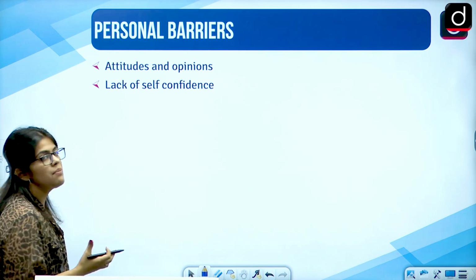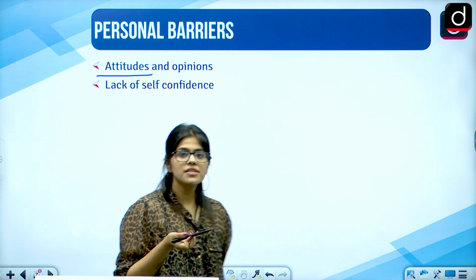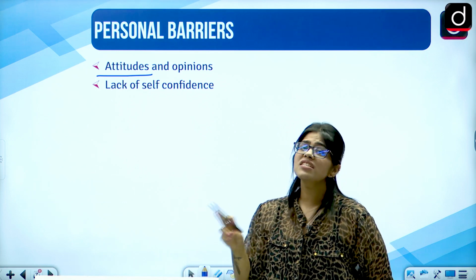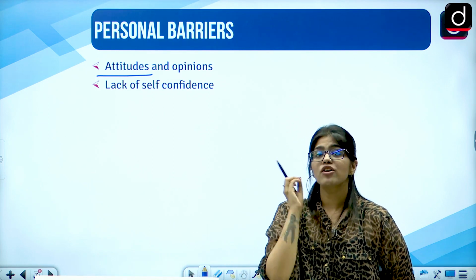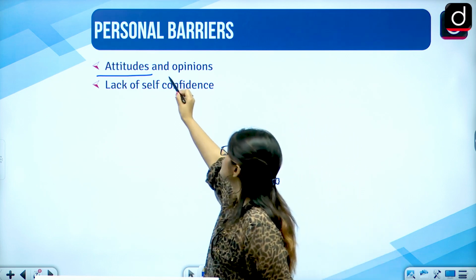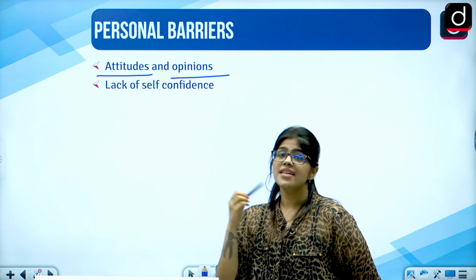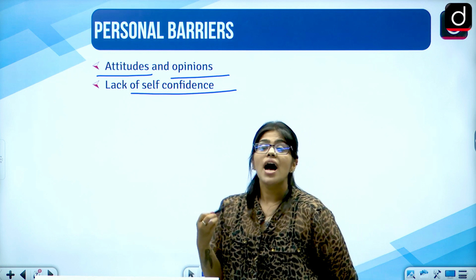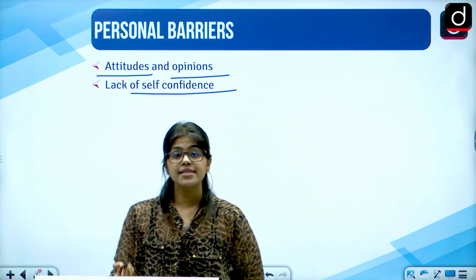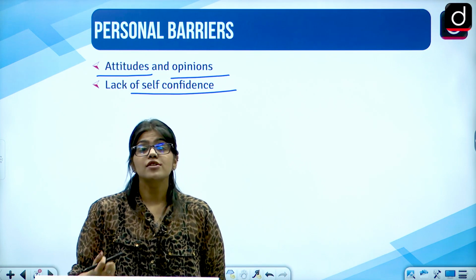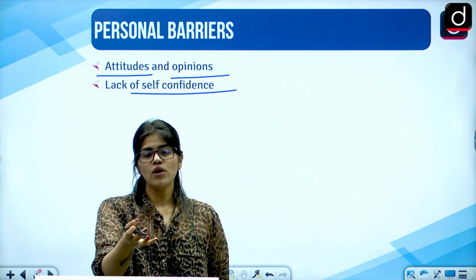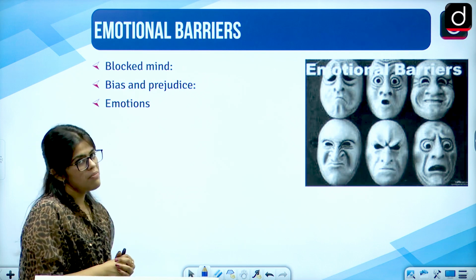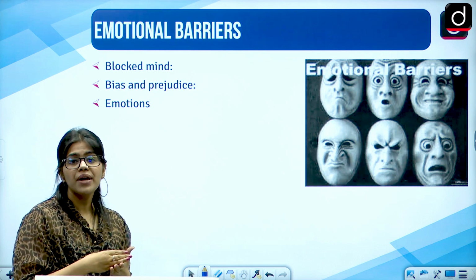So first of all is the personal barrier. Personal barrier can be the attitude of the person or the opinion. If I have a preconceived notion that that person is not a good person, then this will disrupt my communication process. These are the attitude problems, or the different opinions that I have formed about the person. Then lack of self-confidence can also be a personal barrier. Maybe I am not a good communicator and I stand on the stage and start to fiddle with my hands. So this lack of confidence will show my audience that she or he is not a good communicator.